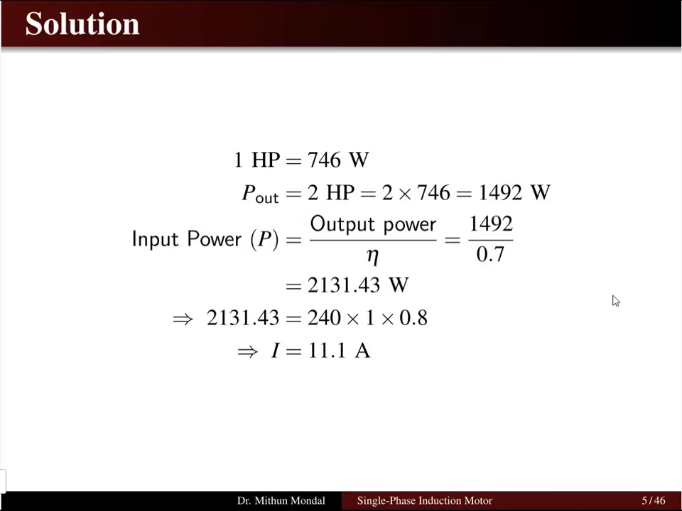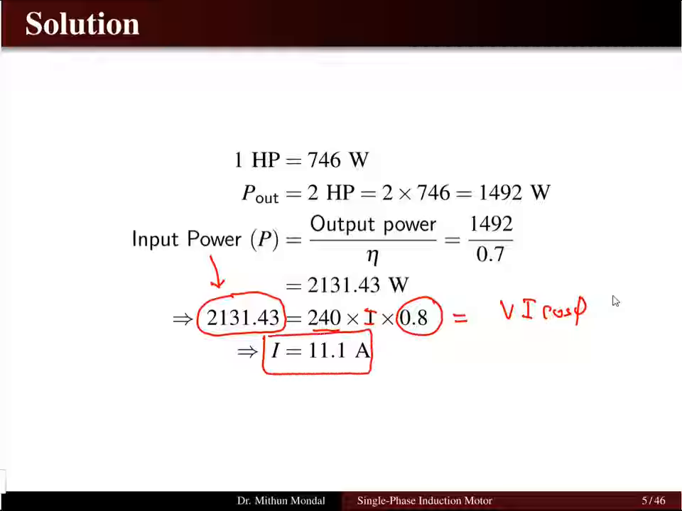So we can use the formula of single phase power, which is VI cos phi. The power which we have calculated as 2131.43, this is the single phase power. The voltage is given as 240 volt. The current is the one which we have to estimate and the power factor is 0.8. If we solve this equation, we get the current to be 11.1 ampere. So that is the solution for this problem.